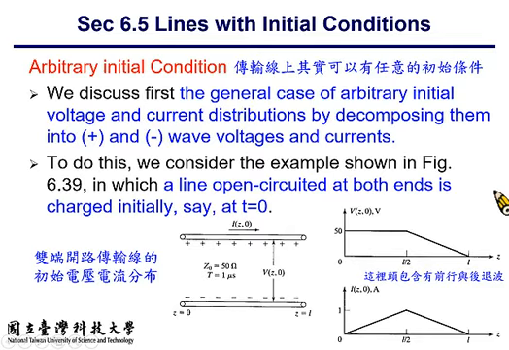Alright, now let's move on to section 6.5. For the second midterm, which will take place on November 14th, two weeks later, the scope will be from 6.1 to 6.5. All right. Okay, so 6.5 is about lines with initial conditions, which means the transmission line is somehow charged to some degree, and we need to continue the analysis based on the so-called initial condition.